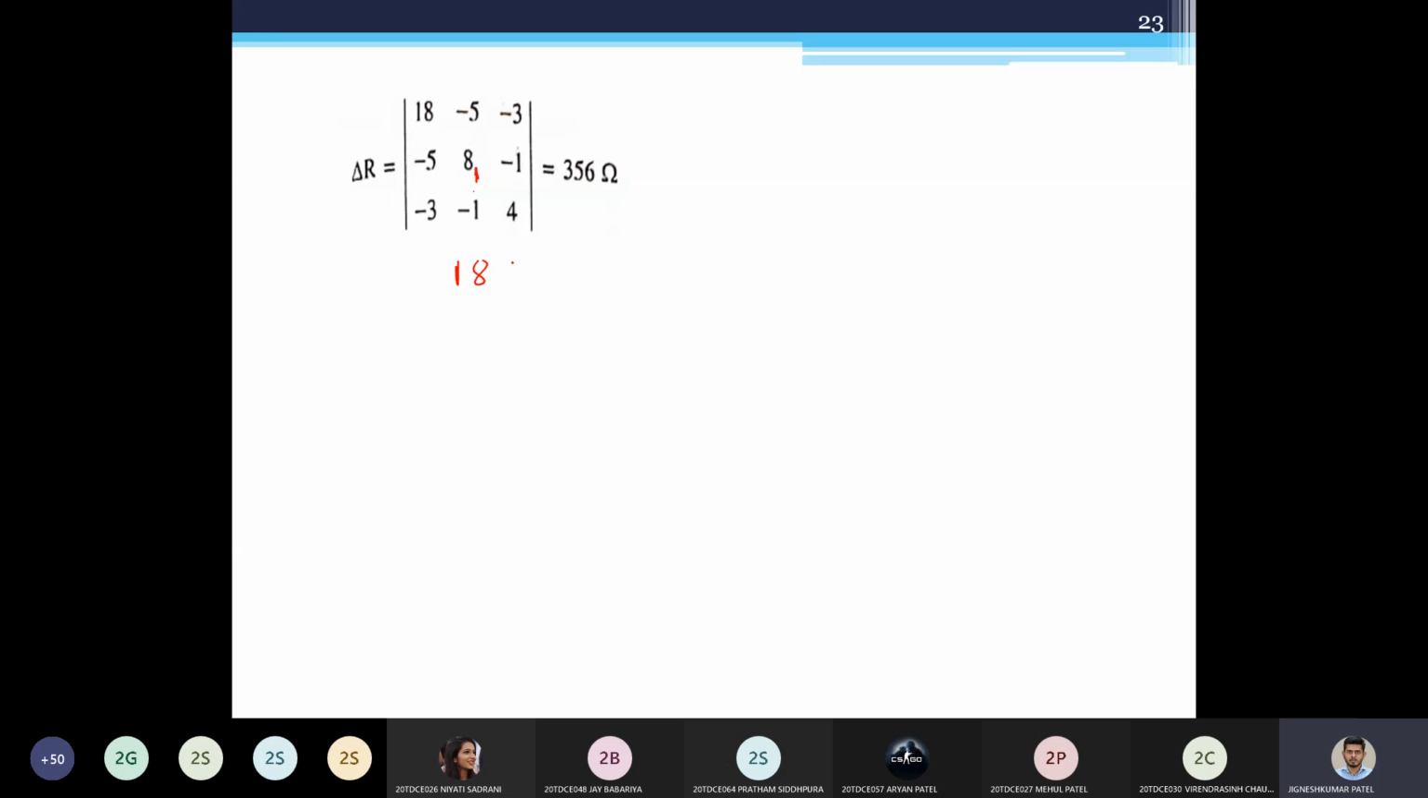So here I'll get 18, 8 into 4 minus 1 into minus 1. I'll take this first element, cross multiply this 2, minus sign in between, and I'll multiply this term with this term. Same way, minus, the second term would be default minus. So minus 5 into minus 5 into 4. These two are multiplied, and then I'll get minus 3 into minus 1.